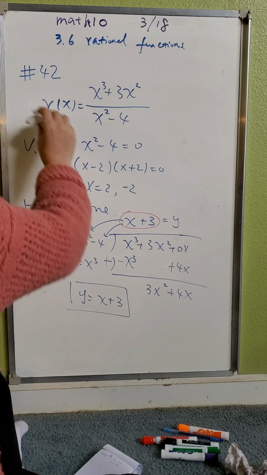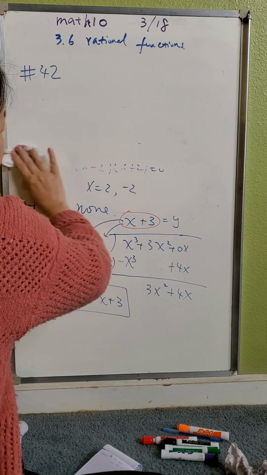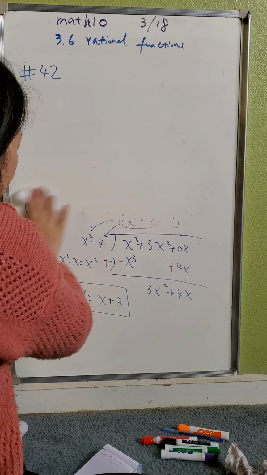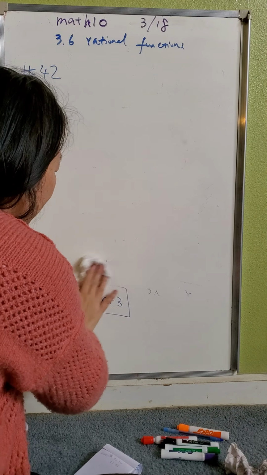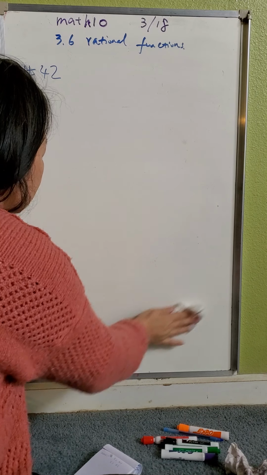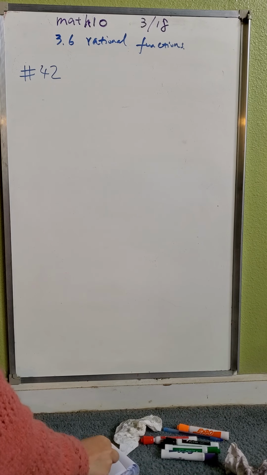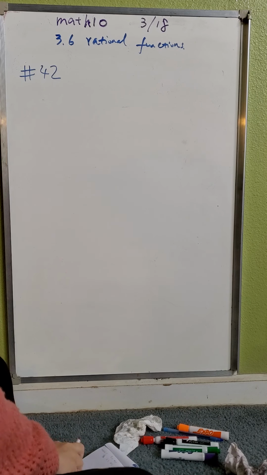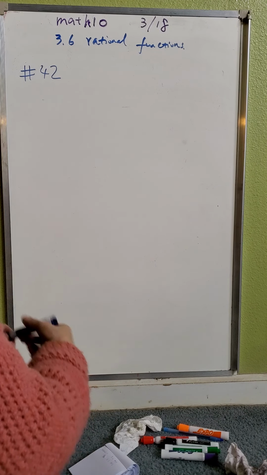Now, let's try another one. This time we're going to learn how to graph by using the asymptotes. It's pretty easy. Rational functions are very easy to graph. Let's look at problem number 44. Okay, number 44.